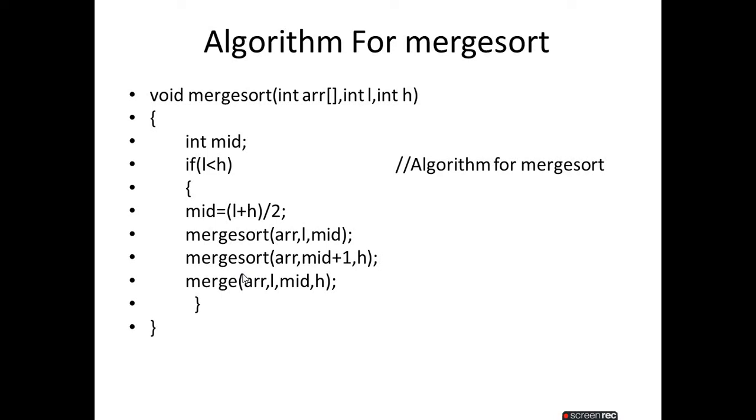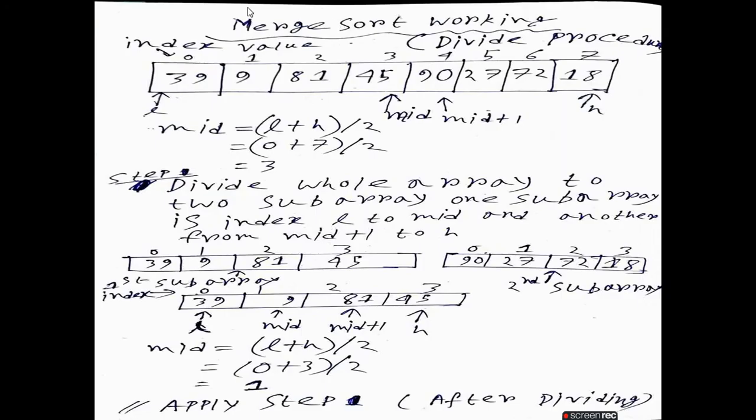Here we are passing the four parameters: ARR, the whole array, the lower bound value, mid and high. Now I will trace the code. For an example, this is an array. What are the elements? 39, 9, 81, 45, 90, 27, 72, 18.